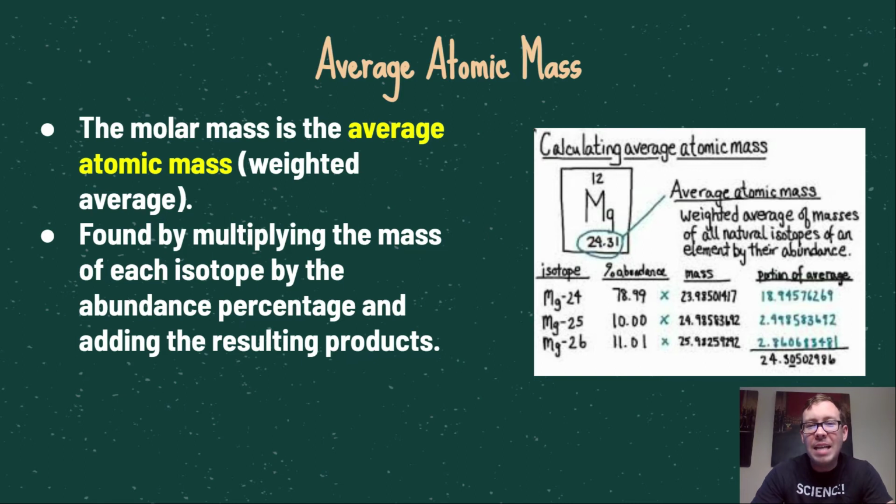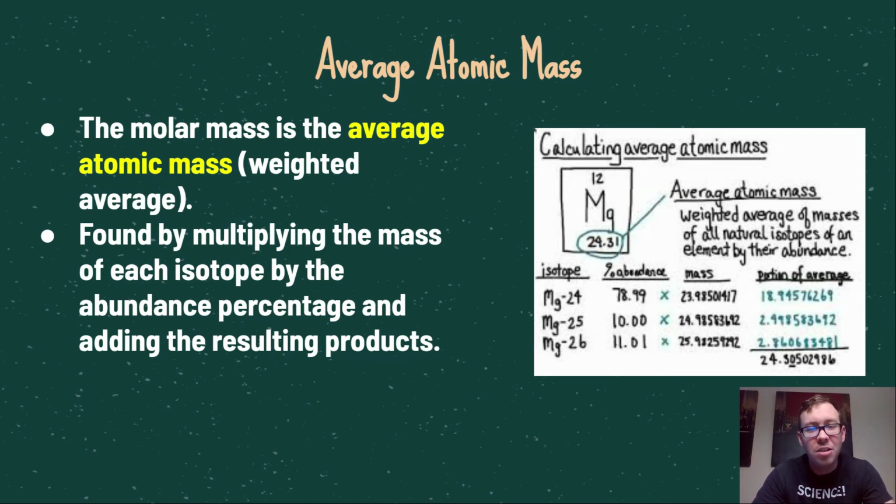Now, one thing we need to think about is average atomic mass. When you look at the numbers on the periodic table, so for example, carbon is 12.01, hydrogen is 1.01, nitrogen is 14.01, that molar mass is an average atomic mass; it is a weighted average. It is the weighted average of the masses of all those natural isotopes multiplied by their abundance. So how do we figure this out? We multiply the mass of each isotope by the abundance percentage and add the resulting products. Based on that information, we can then figure out what the average atomic mass is.